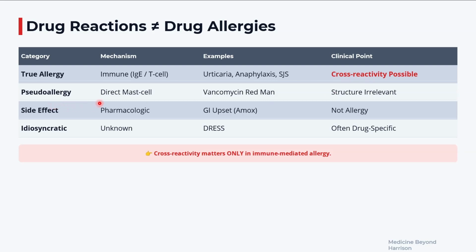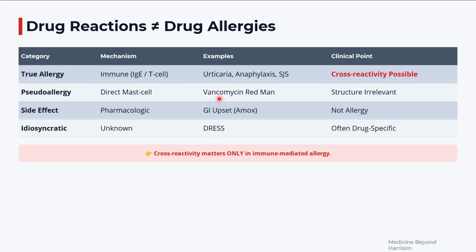In the case of pseudo-allergy, direct mast cell degranulation and release of mast cell mediators can lead to reactions like vancomycin-Redman syndrome. The structure is often irrelevant. Then there are side effects such as pharmacologic GI upset in the case of amoxicillin, which is not an allergic reaction. And idiosyncratic reactions, where the mechanism is often unknown, for example DRESS syndrome, and often it is drug specific. So cross-reactivity matters only in immune-mediated allergy.